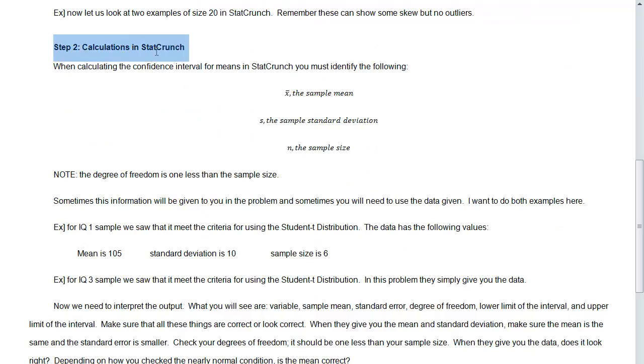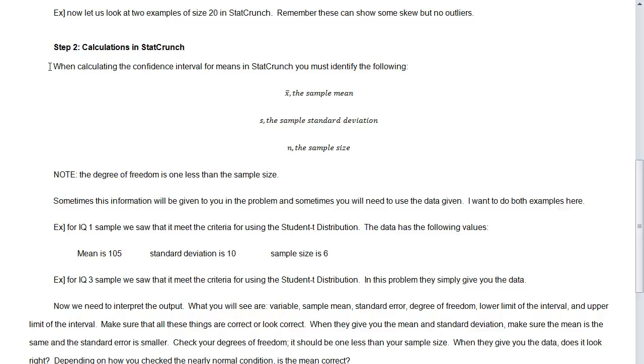Step number 2, we're going to do the calculations. I typically do these by hand. I've done a lot of these by hand so far. Today I just want to do it in StatCrunch. If you really want me to work it out on the TI calculator or by hand, because your professor is requiring that, leave a comment in the comment section and I will post a response video.